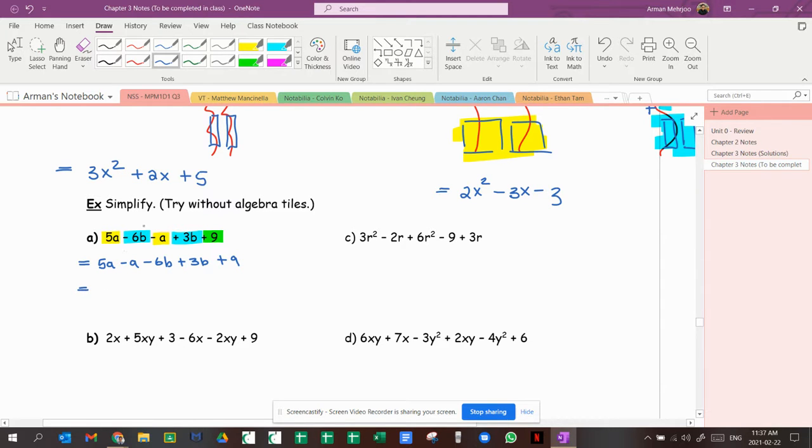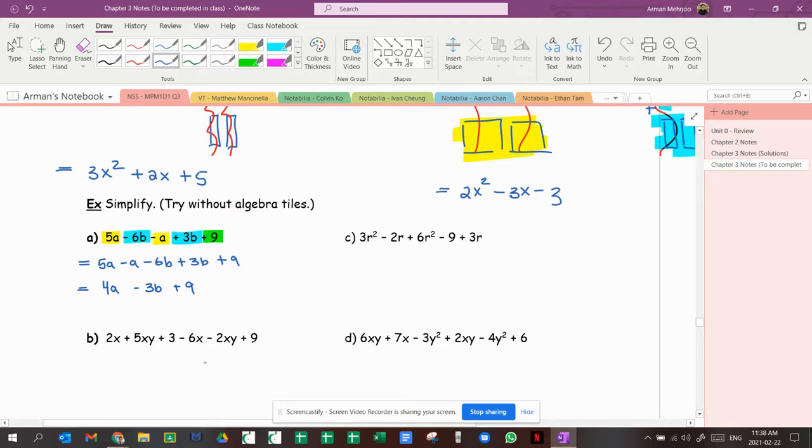And now I can imagine crossing off my zero pairs. I don't actually have algebra tiles to cross out, so I can just simplify. So if I have 5 A's and I take away an A, I'll be left with 4 A's. If I have negative 6 B's and I add 3 B's, well, 3 of them will cancel, and I'll be left with minus 3B. And my positive 9 will just stay the way it is. And so my overall equation is 4a minus 3b plus 9.